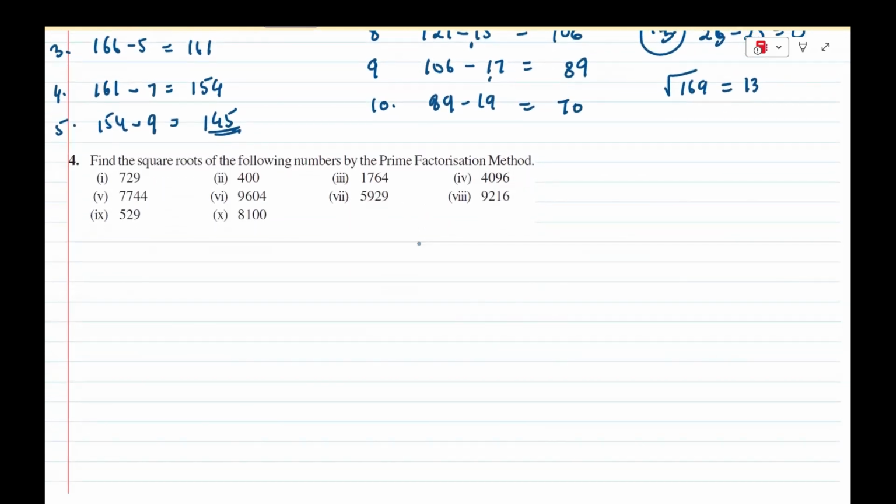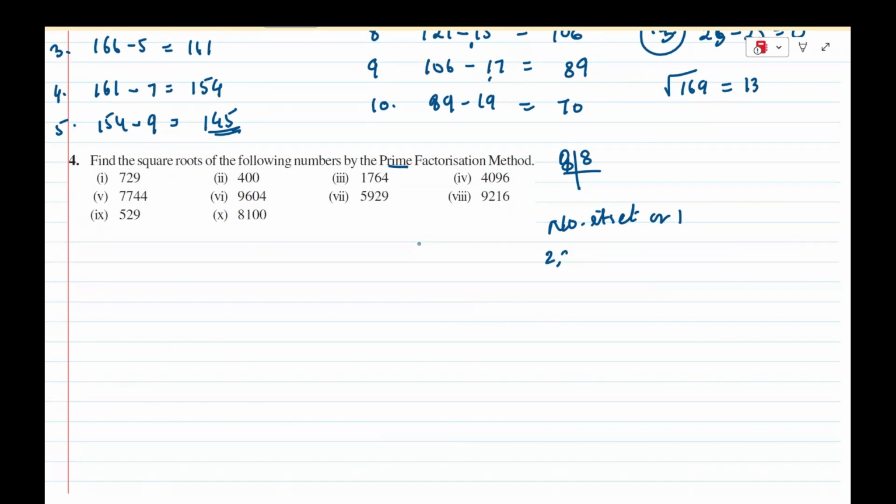It says find the square root of the following by the prime factorization method. Here, I want you to know one thing. Prime factorization means you have to divide the number only by prime numbers. While dividing, suppose 8 has come, you need not divide it by 4 or by 8 itself. You have to divide it by 2. So only prime numbers. And prime numbers are those numbers which get divided by the number itself or 1.